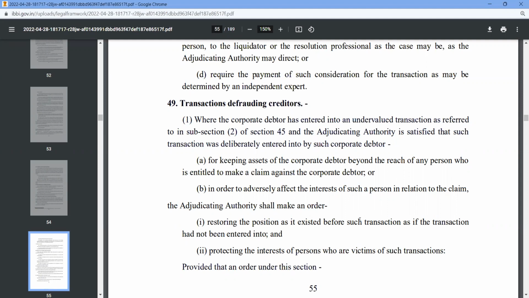So in 49, there is an intent. There is an intent to defraud. But in 45, there may not be an intent to defraud. Okay? So this is the basic difference between 45 and 49.